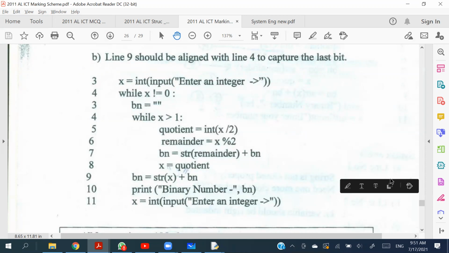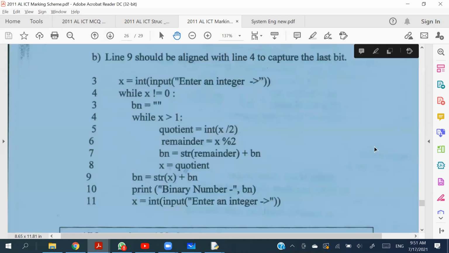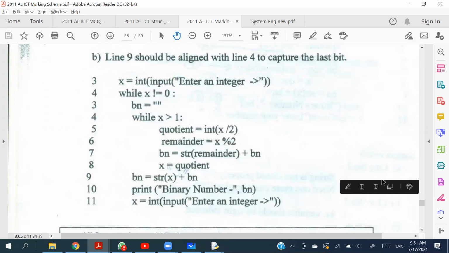Python question. But in 17, 18, 19, 20, study those four Python questions.